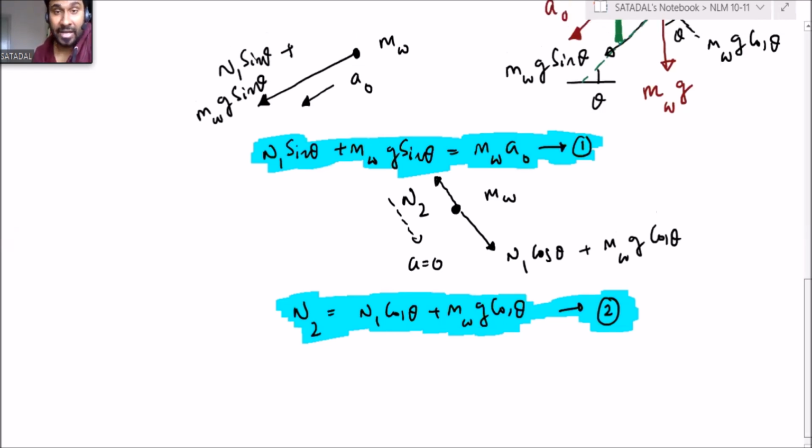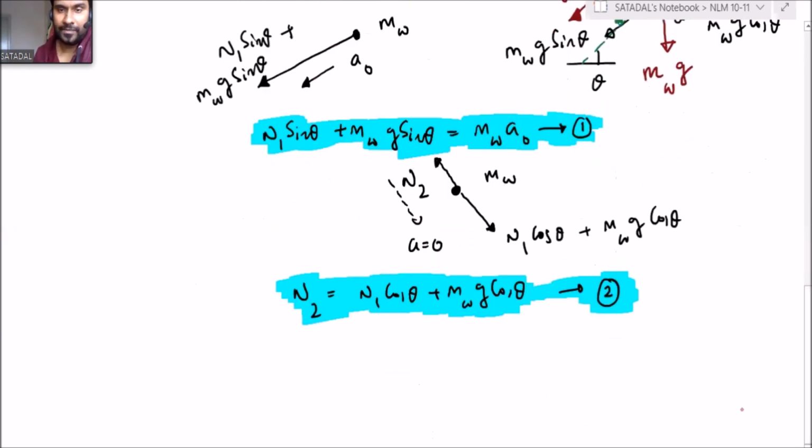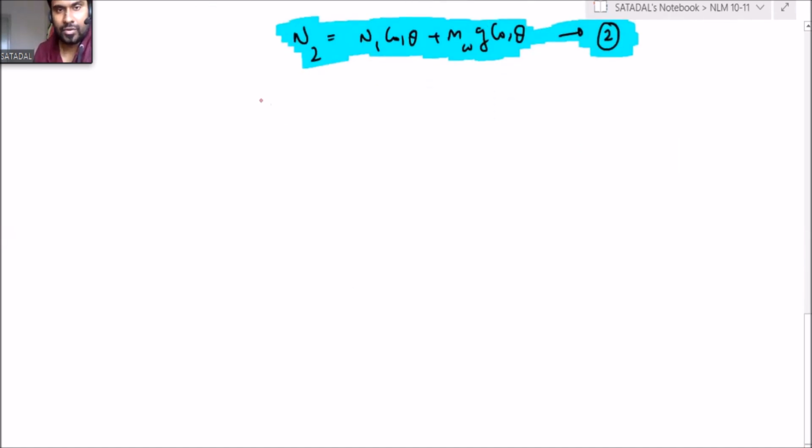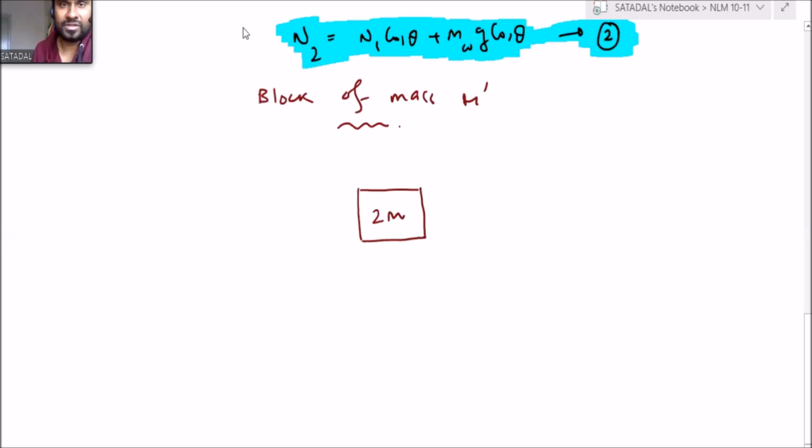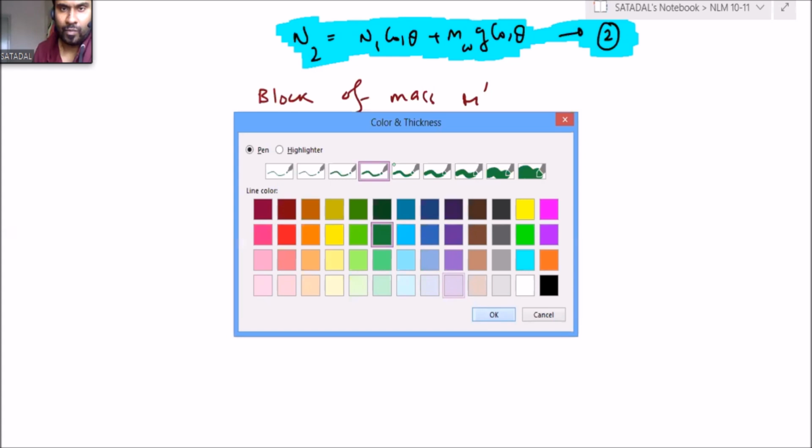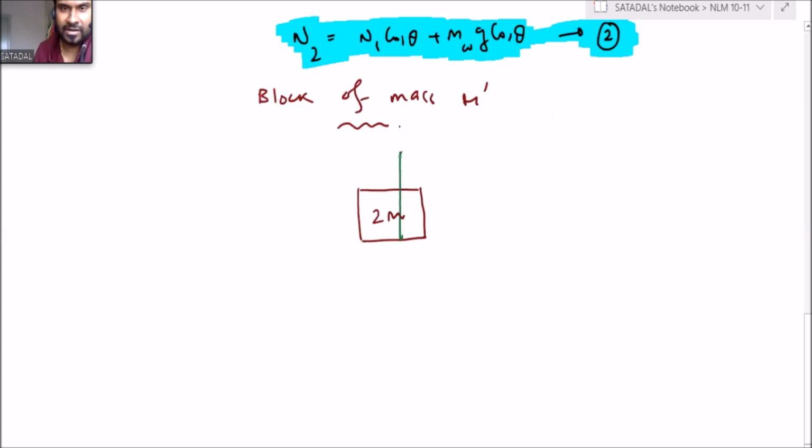Right? Similarly, now let us concentrate on the block. So block of mass m prime. Now let us check. M prime equal to how much we got? 2m. What are the forces? One force is upward, acting in this direction, that is N1. Downward force is how much? 2mg. Correct? Acha, what will this acceleration be? Tell me.